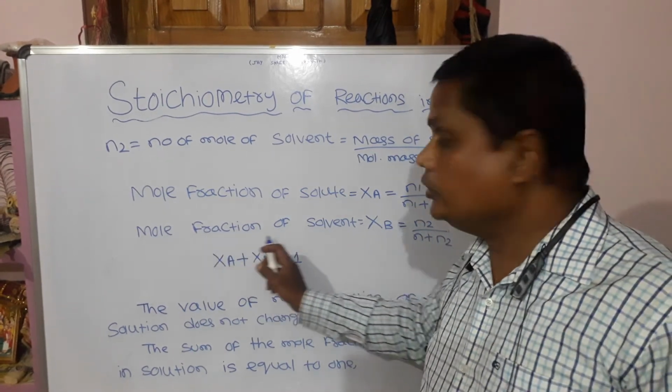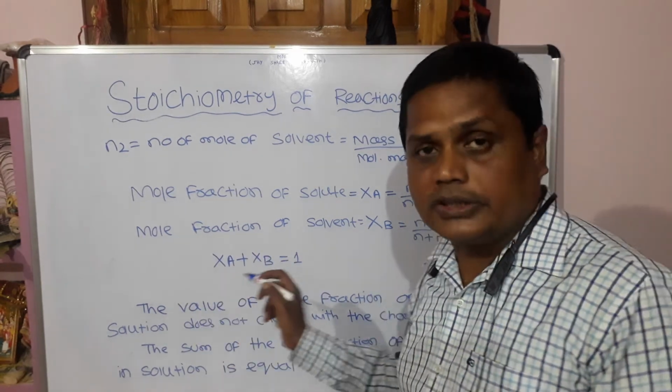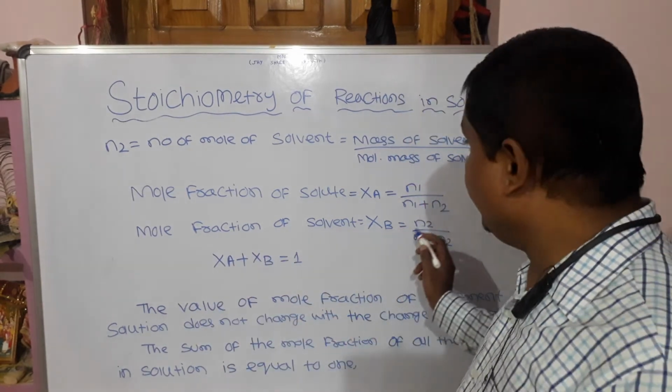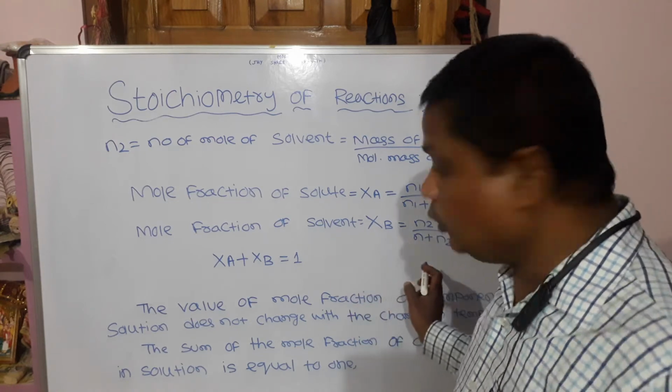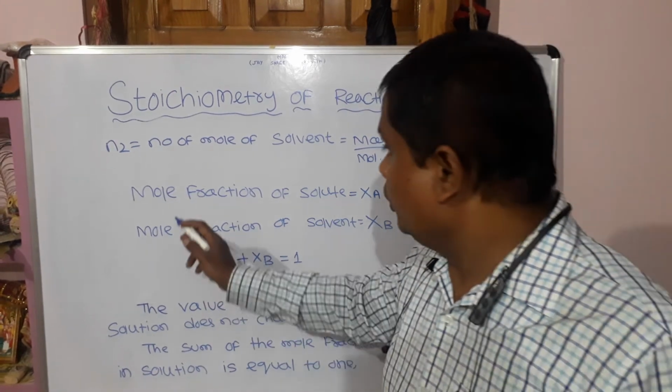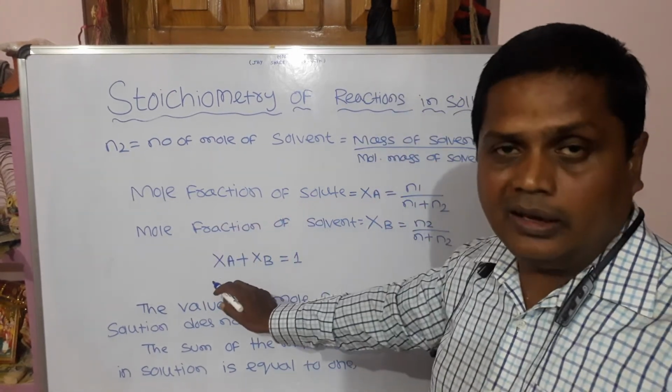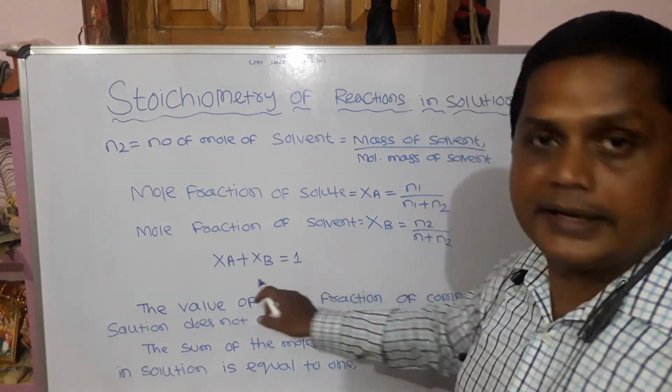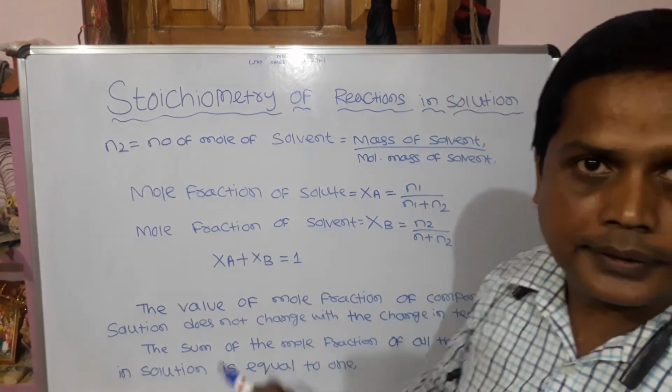Mole fraction of the solvent, XB, equal to N2 by N1 plus N2. The mole fraction of solute XA plus the mole fraction of the solvent XB equals 1.